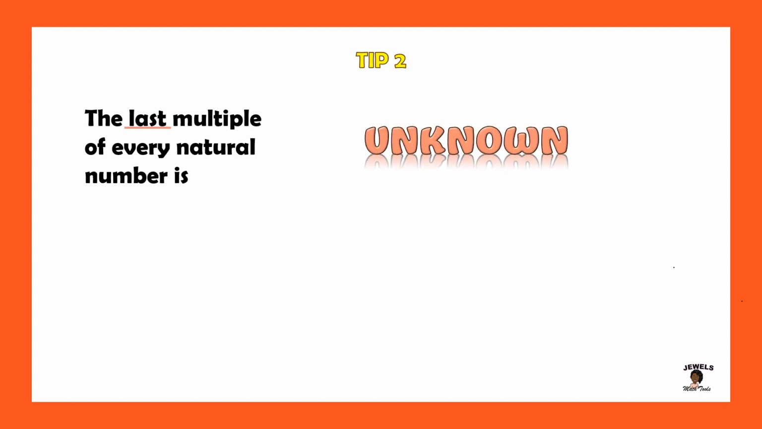Tip number 2. The last multiple of every natural number is unknown. Now the reason we're saying that the number is unknown is simply because multiples go on to infinity, the same way that numbers go on to infinity. Because you can always multiply the number that you're listing the multiple of by another number, the possibility of getting the last multiple of that number is simply unknown.